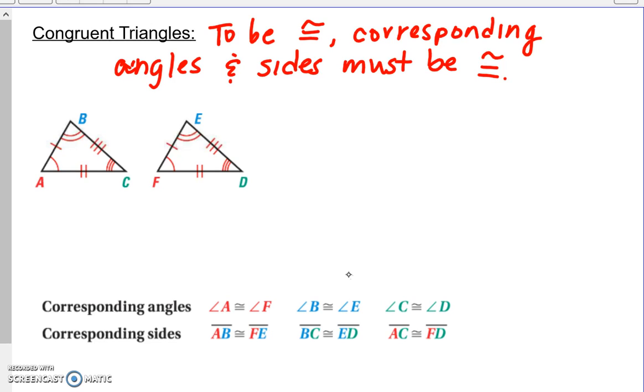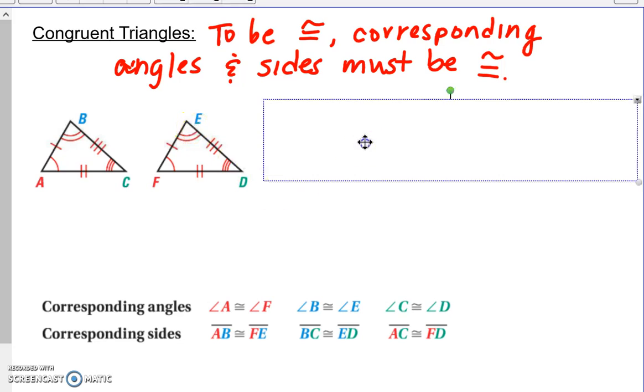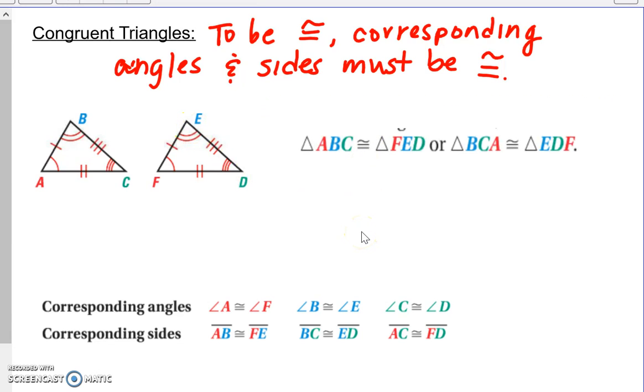Then the last thing we want to focus on is a congruent statement. If you want to say that triangle ABC is congruent, you must make sure that the angles line up. So if you say ABC, you must say FED. Another example, if you want to start with B, you could say BCA, but you must say EDF. So here are two examples. These are what we call a congruent statement. So once you know that the triangles are actually congruent, then you can write the congruent statement.